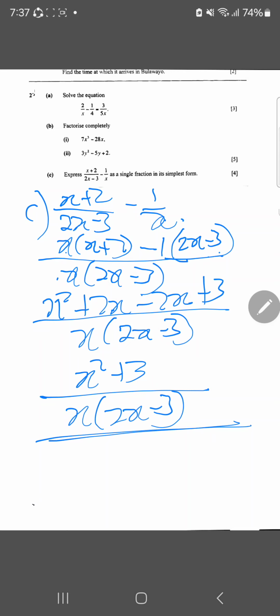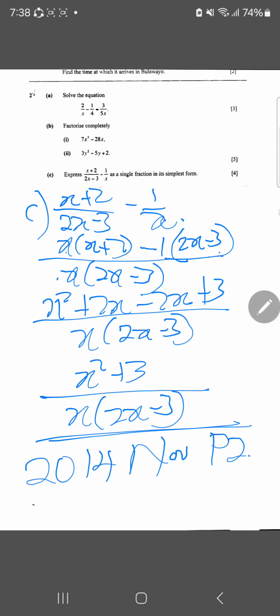So this is our question number 2 on 2014 November paper 2. I'm uploading this question, then I'll do also number 3, then I'll upload number 3 and so on.